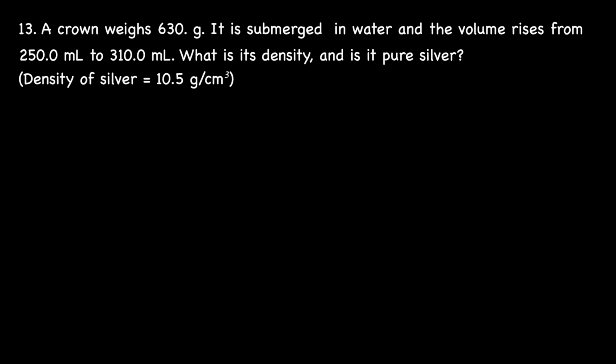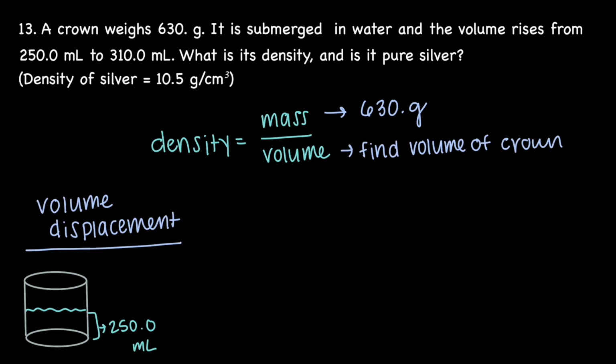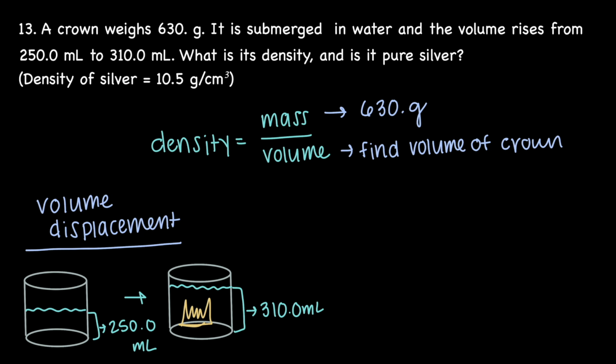Number 13. A crown weighs 630 grams. When submerged in water, the volume rises from 250.0 milliliters to 310.0 milliliters. What is its density and is it pure silver? We can calculate the density if we know the mass and the volume of the crown. We are given the mass, but we need to find the volume of the crown by subtracting the final volume of the water minus the initial volume of the water.